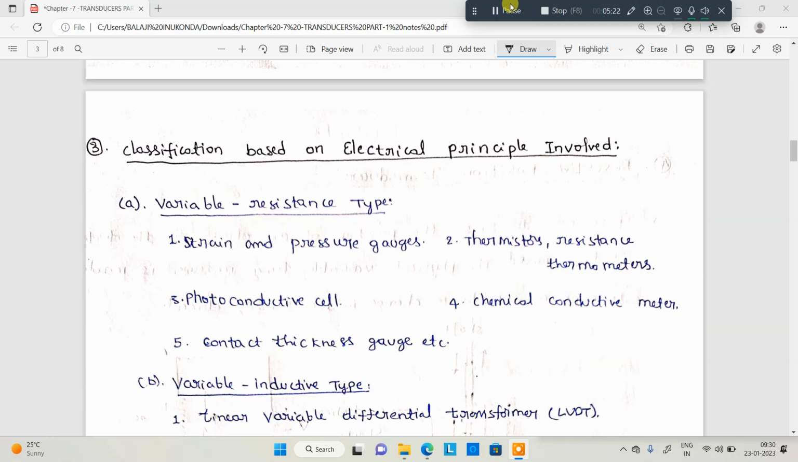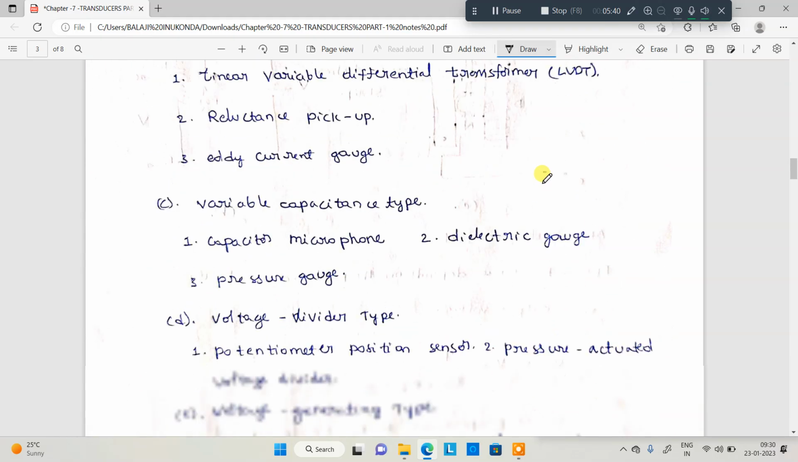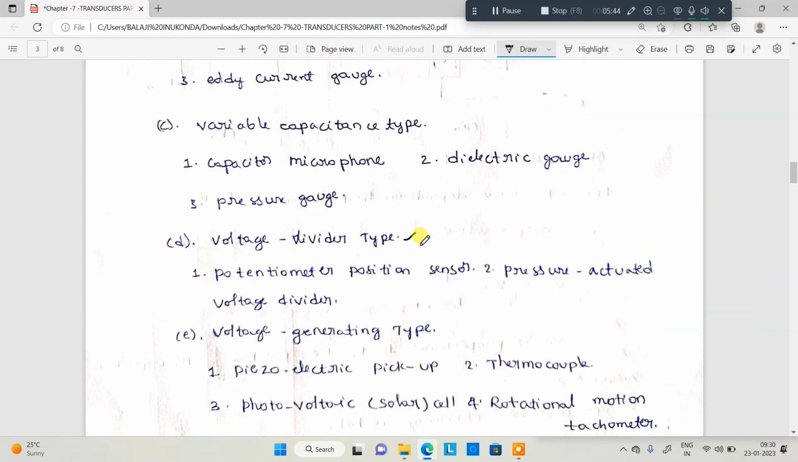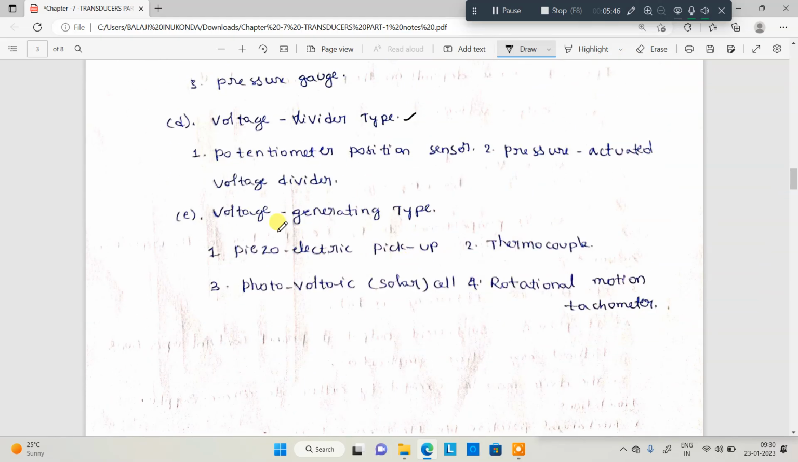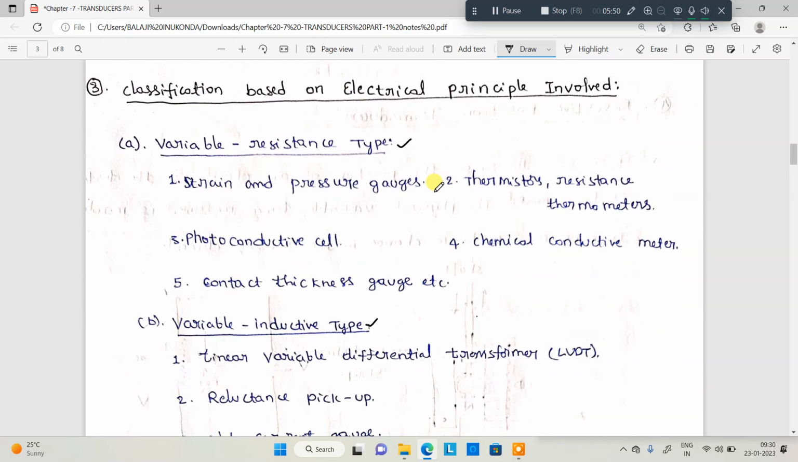Now again we are going to classify based on electrical principles. Our focus now is on the electrical. Based on the electrical principle, how are they classified? See here: based on variable resistance, variable inductance, variable capacitance, as well as the voltage divider and voltage generating types. These are the classifications based on the electrical principle.